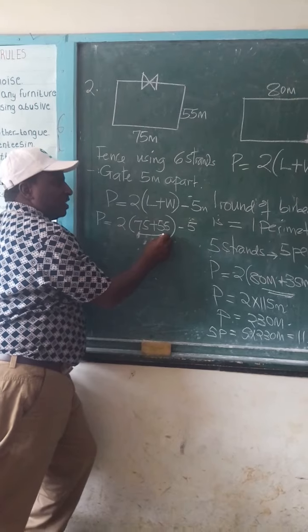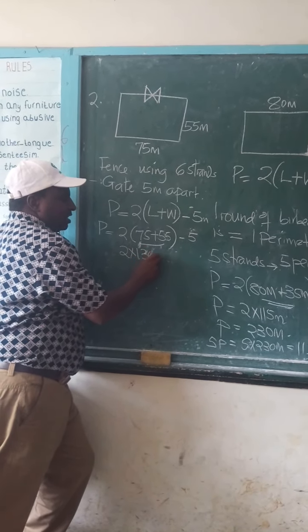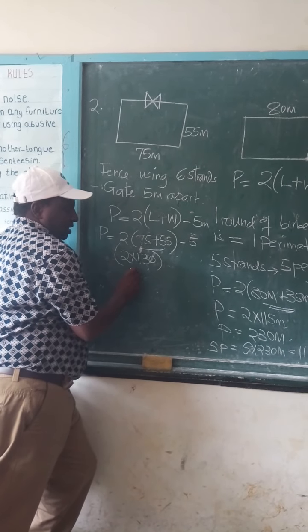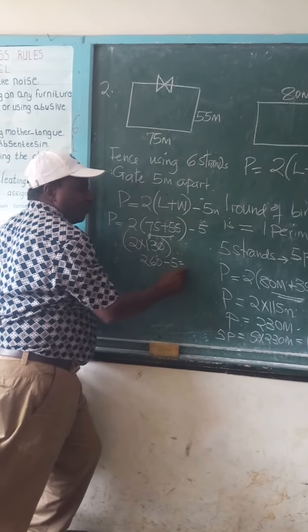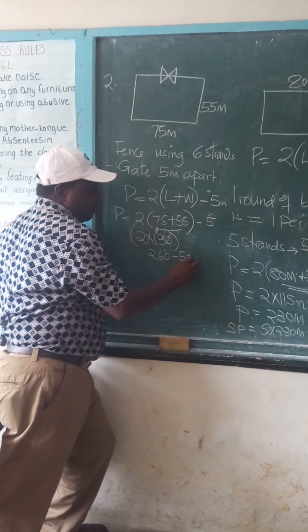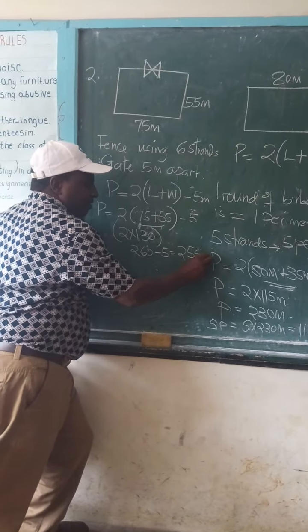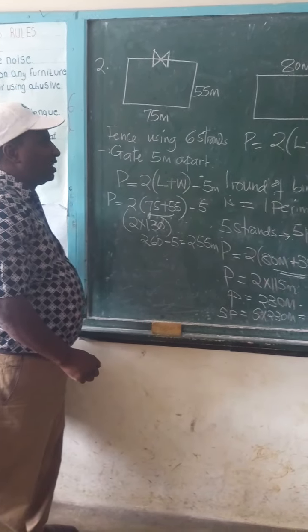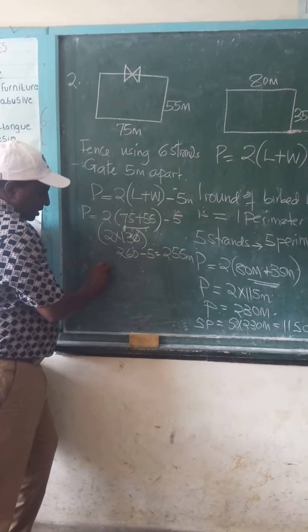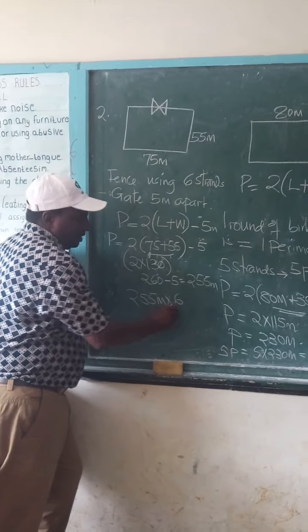Sum of 75 and 55 is 130. So 2 times 130 gives 260, minus 5, and therefore the length of one round is 255 meters. How many times are we repeating? 6 times. So 255 meters multiplied by 6.